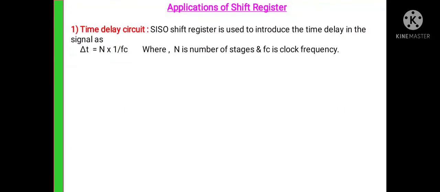Now let's go through applications of shift registers. There are various applications. We will take them in brief one by one. First, shift registers are used in time delay circuits. This SISO shift register is used to introduce the time delay in the signal as delta T equals N times 1 over Fc. Here N is the number of stages and Fc is the clock frequency.